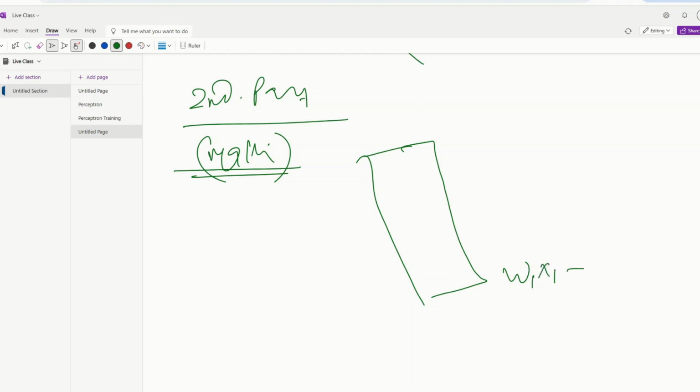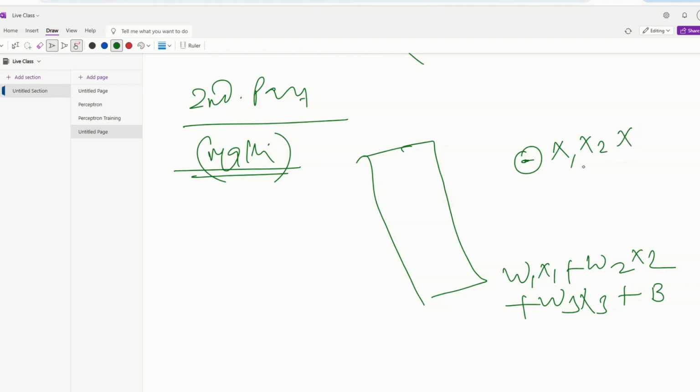w1 x1 plus w2 x2 plus w3 x3 plus b. Let's suppose this is the plane equation, and let's suppose there's some point here in the space. Let's suppose its coordinates are x1, x2 and x3. It's three dimensional. Okay, and I need to find the perpendicular distance of this point from this plane.